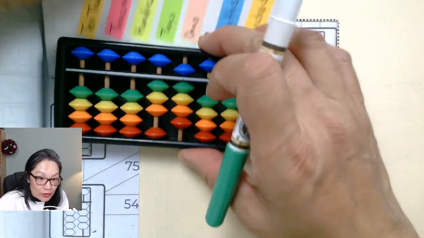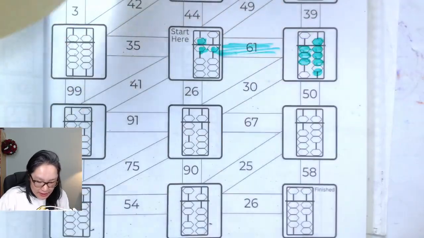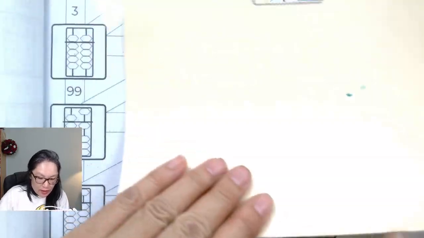Are we all right? We okay? Okay, so we have 39. So here we are, and we're going to go up to here.